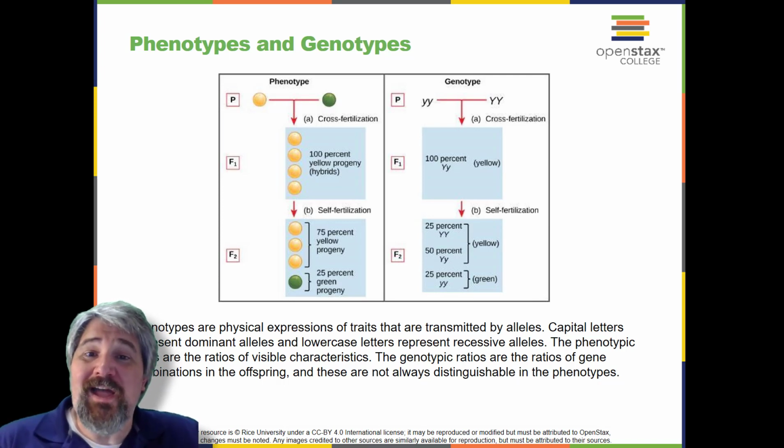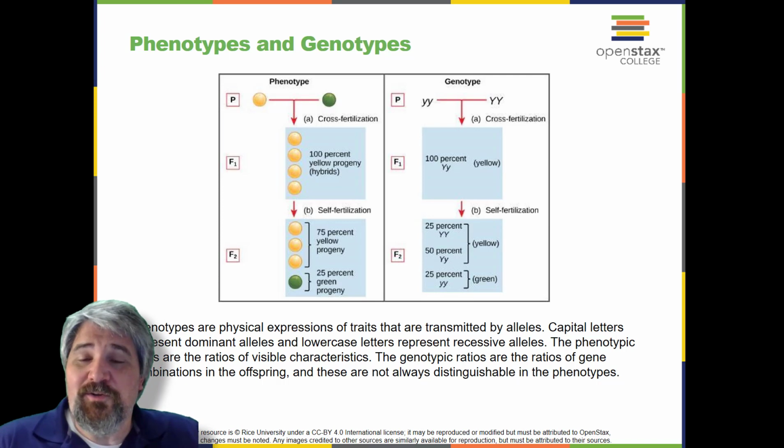When true breeding plants were cross-fertilized, in which one parent had yellow seeds and one had green seeds, all of the F1 hybrid offspring had yellow seeds. That is, the hybrid offspring were phenotypically identical to the true breeding parent with yellow seeds. However, we know that the allele donated by the parent with the green seeds was not simply lost because it reappeared in some of the F2 offspring. Therefore, the F1 plants must have been genotypically different from the parent with yellow seeds.